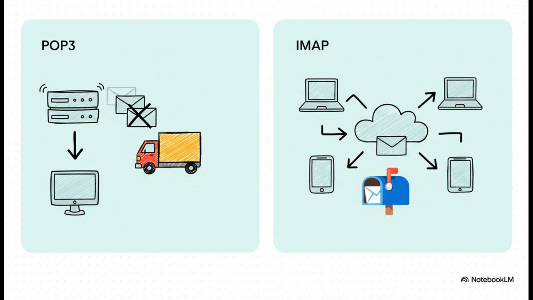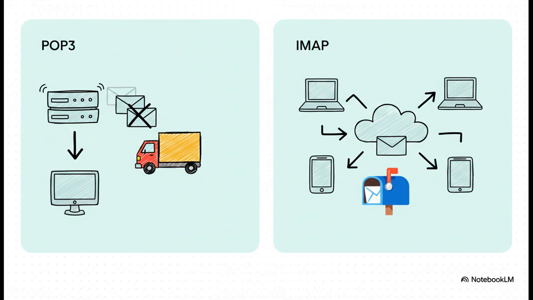Okay, now let's talk about how you get your mail. There are really two main ways. The older way, POP3, is kind of like home delivery. The email gets downloaded to one device and then it's usually deleted from the server. But the more modern method, IMAP, is like having a post office box. The email stays on the server so you can check it from any device, your phone, your laptop, whatever, and everything stays perfectly in sync.